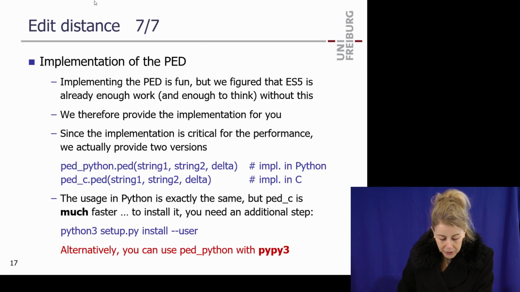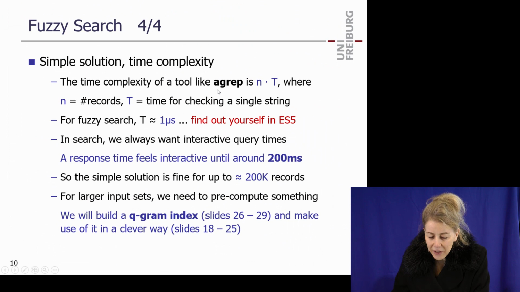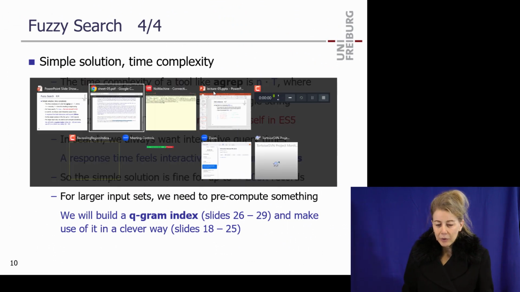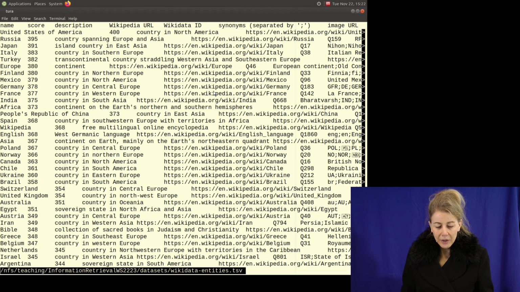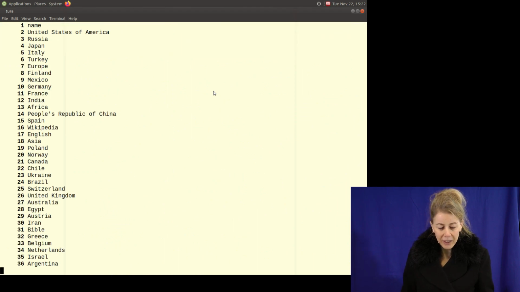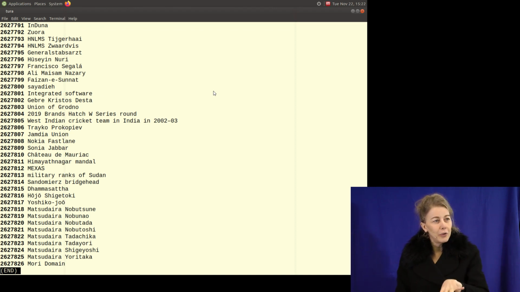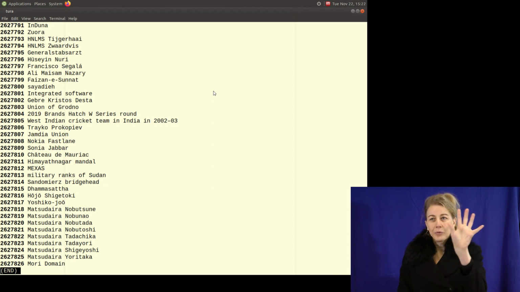So let's maybe go to this grep thing again, what we had here. You just go through the list and you check. So that it's clear what the baseline is. Yeah, I have my 2.6 million words. I type something, I go through the whole list, 2.6 million strings, and for each of them I compute, is the edit distance smaller than whatever I want?